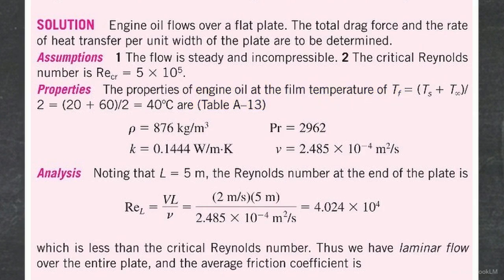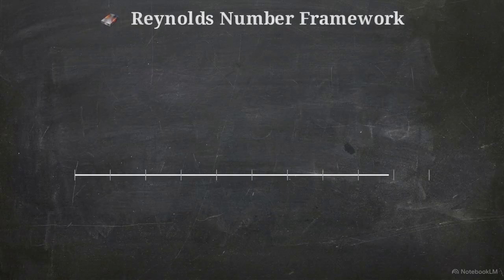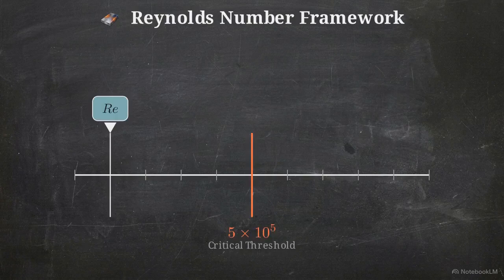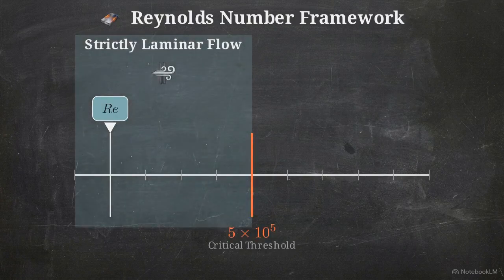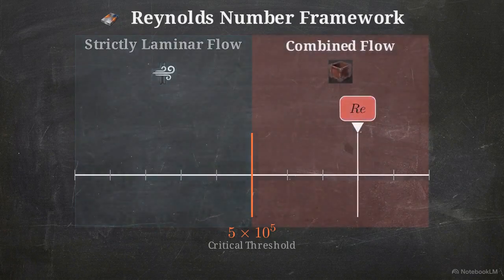Continuing down, Step 2 calculates the Reynolds number, a mandatory traffic controller indicating whether fluid movement is smooth or highly chaotic. By taking that calculated Reynolds number and comparing it against a known critical threshold, often 5 times 10 to the 5th for a flat plate, we determine whether our flow is strictly laminar or if it has transitioned into a combined flow condition.